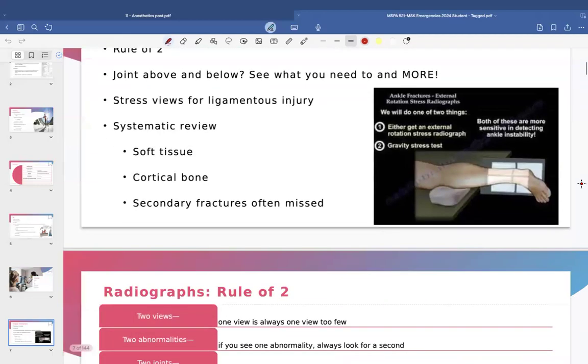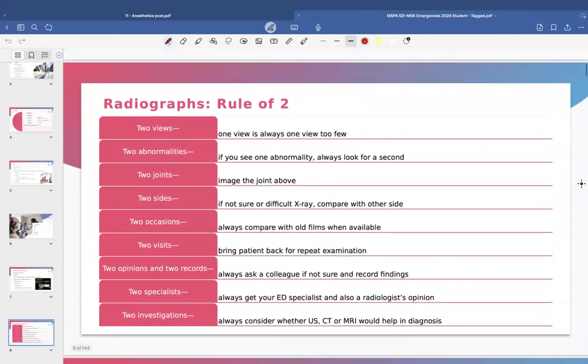Rules of two, always get two pictures. If you see an abnormality, look and make sure that there isn't a second. Image the joint above or below. Make sure that you are comparing with the contralateral side. So if I'm worried that somebody has a degenerative joint on their right side and I'm not sure if it's collapsed enough that I would want to pursue something else, I may compare it to what's happening on their left. So comparing the lateralities, comparing with old films as much as possible.